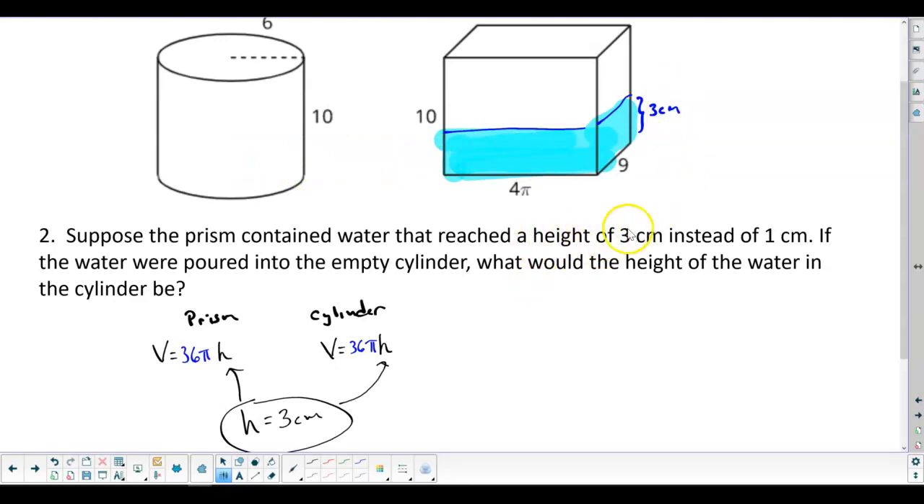So in general, whatever the height is of the prism, the water that's in the prism will be the same height for the cylinder.